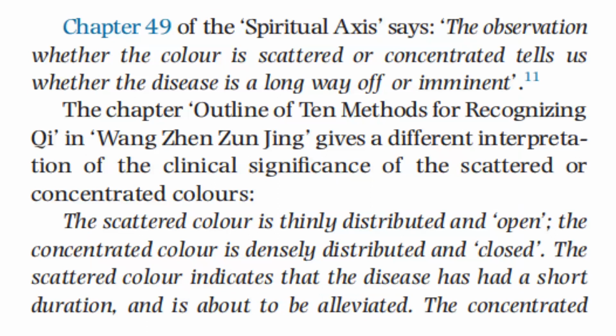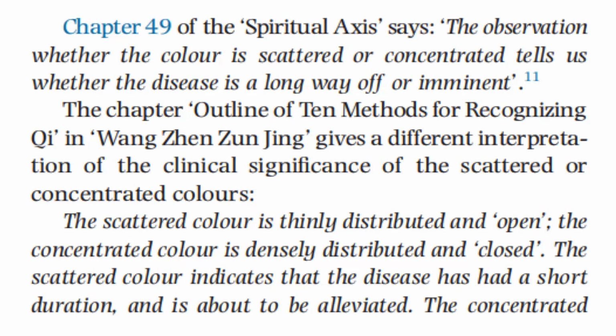Chapter 49 of the Spiritual Pivot says, the observation of whether the color is scattered or concentrated tells us whether the disease is a long way off or imminent. The chapter outline of 10 methods for recognizing Qi gives a different interpretation of the clinical significance of the scattered or concentrated colors. The scattered color is thinly distributed and open. The concentrated color is densely distributed and closed.